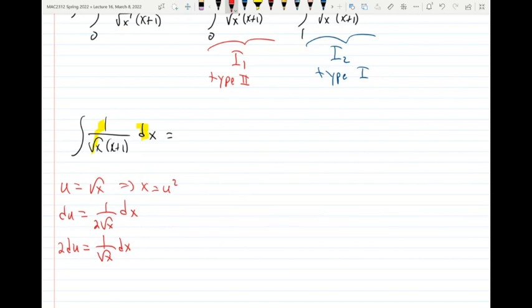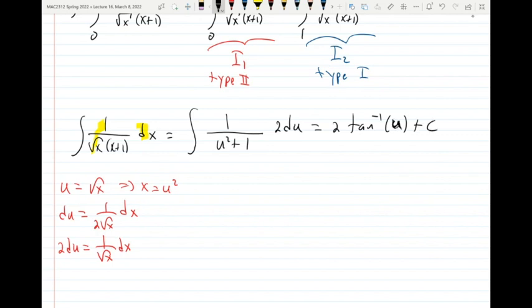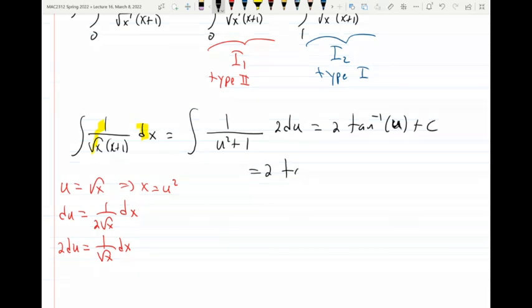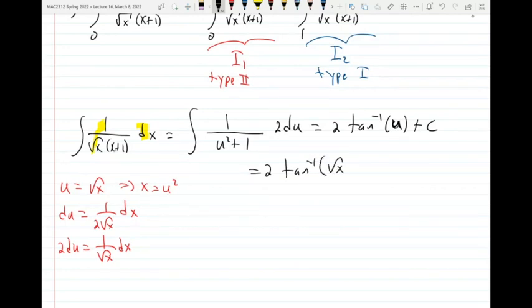If u is the square root of x, then x is u squared. So we are ready to make a substitution. This becomes the integral of 1 over, now x plus 1 becomes u squared plus 1, and then dx over square root of x is 2 du. And this is just 2 times inverse tangent. So we get 2 times inverse tangent of square root of x.